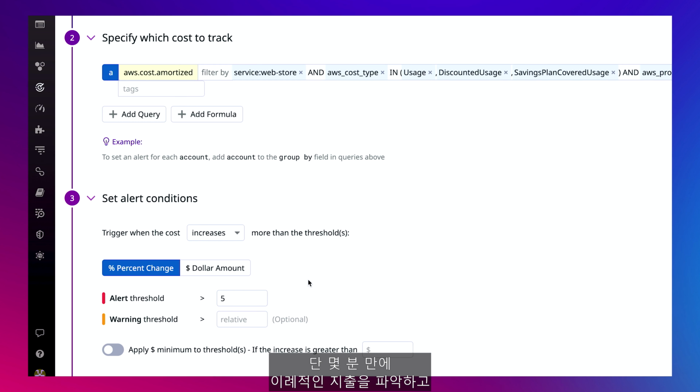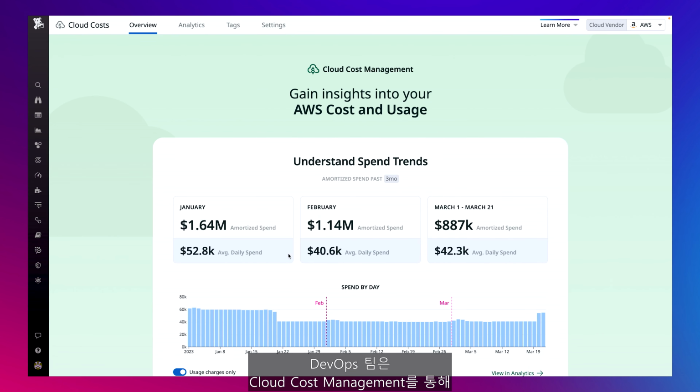So, in just a few minutes, we've gone from identifying anomalous spend to finding the root cause in order to share this back with the responsible service owner and monitor this in the future. Cloud Cost Management enables our DevOps team to investigate and create actionable insights from our cost data quickly and efficiently, all in the same pane of glass that our engineering teams already work in to foster cost ownership across the entire organization.